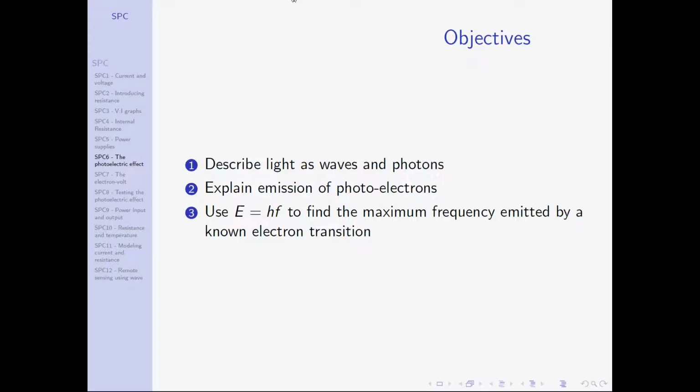So SPC6 is on something fantastic known as the photoelectric effect. This is actually what won Einstein his Nobel Prize. None of that E equals mc squared stuff. It was this photoelectric effect that actually won him that prize. And it builds a lot on some of the stuff we touched on at the end of the MUS module.